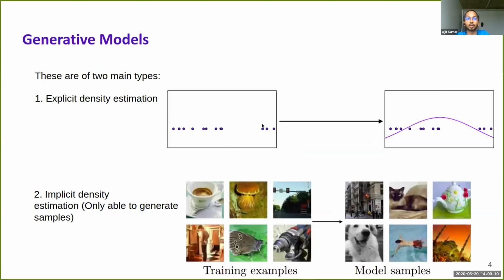There are two main types of generative models. One of them does an explicit density estimation, and the other one does an implicit density estimation.